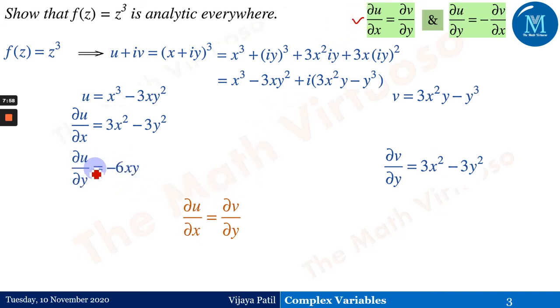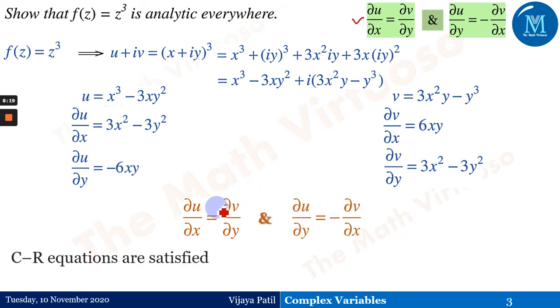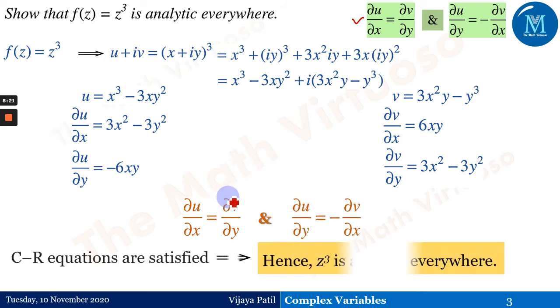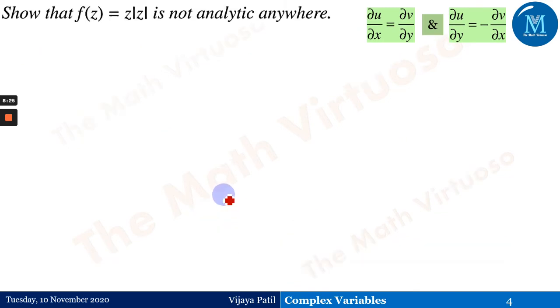We are moving to the second one, that is dou u upon dou y, which is minus 6xy, and dou v upon dou x is 6xy. That means they are opposite in sign, and that is what dou u upon dou y is minus of dou v upon dou x. Therefore both of them are satisfied, the CR equation is satisfied, and therefore z cube is an analytic function everywhere.